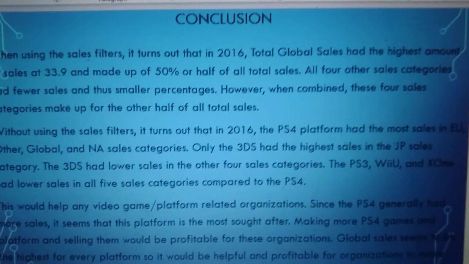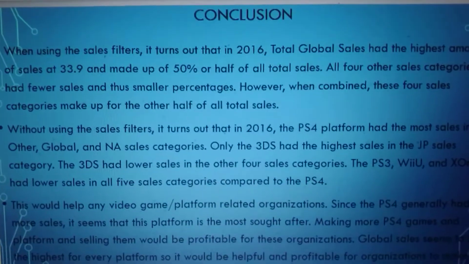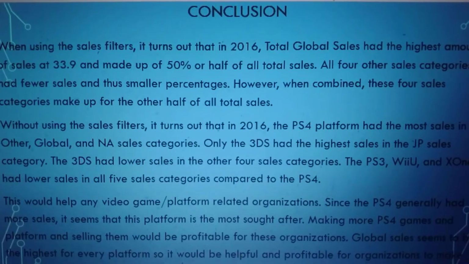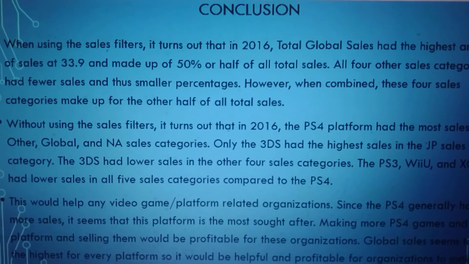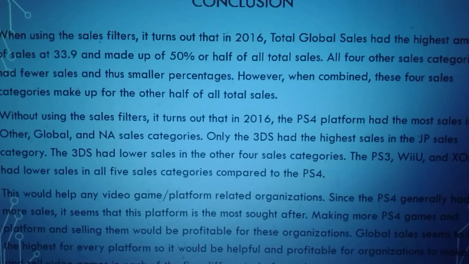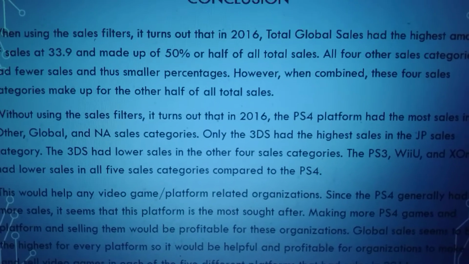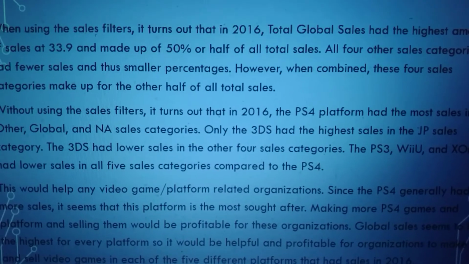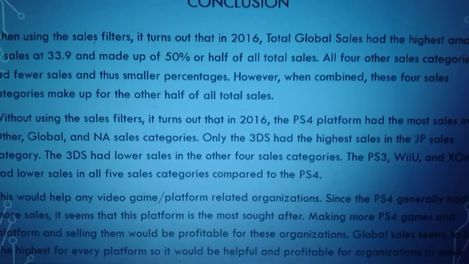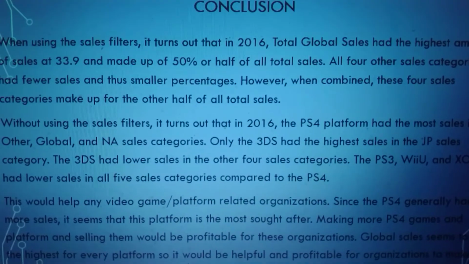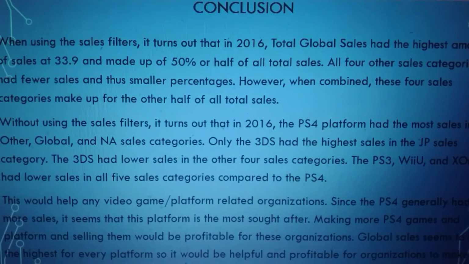So in conclusion, when using the sales filters, it turns out that in 2016, total global sales had the highest amount of sales at 33.9 and made up 50% or half of all total sales. All 4 other sales categories had fewer sales and thus smaller percentages. However, when combined, these 4 categories make up the other half of all total sales.